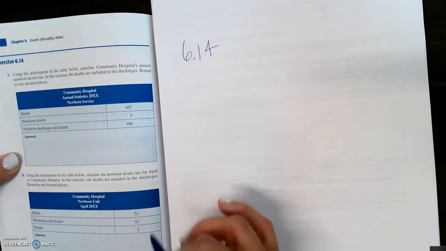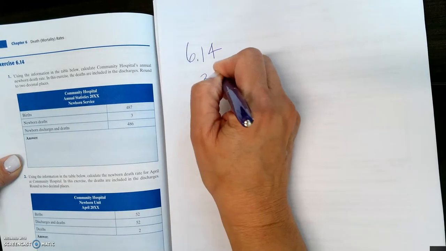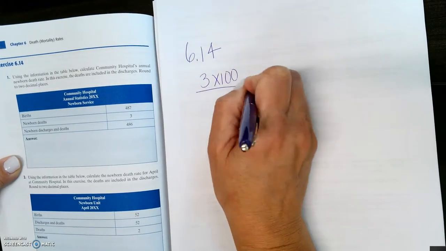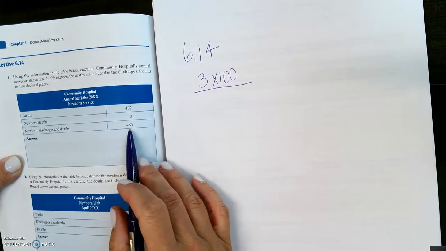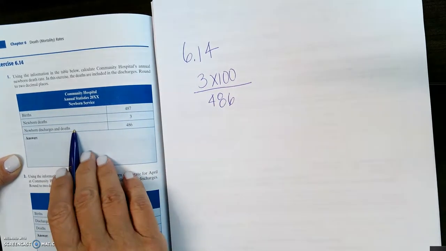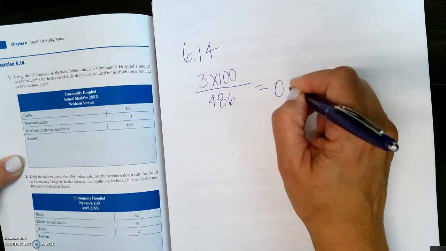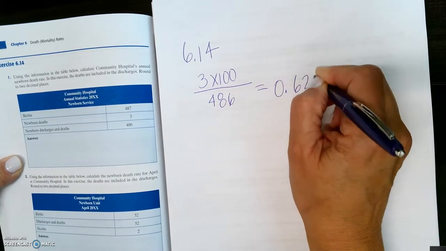So we know that these death rates are deaths to discharges. So we had 3 newborn deaths multiplied by 100 over 486 newborn discharges and deaths. They're combined, so we don't have to add anything back in. And your answer, you should get 0.62%.